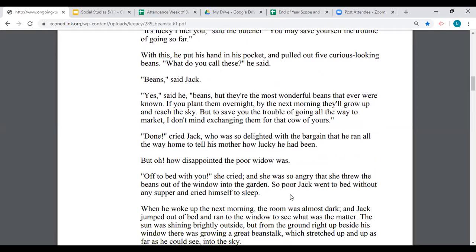"Done," cried Jack, who was so delighted with the bargain that he ran all the way home to tell his mother how lucky he had been. But oh, how disappointed the poor widow was. "Off to bed with you," she cried, and she was so angry that she threw the beans out of the window into the garden. So poor Jack went to bed without any supper and cried himself to sleep.